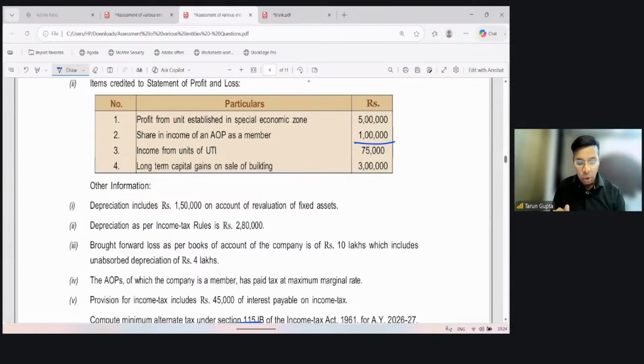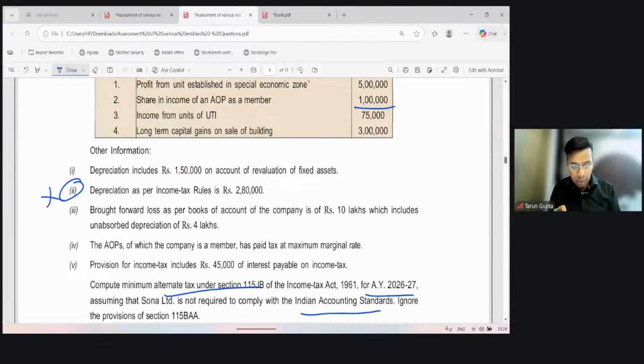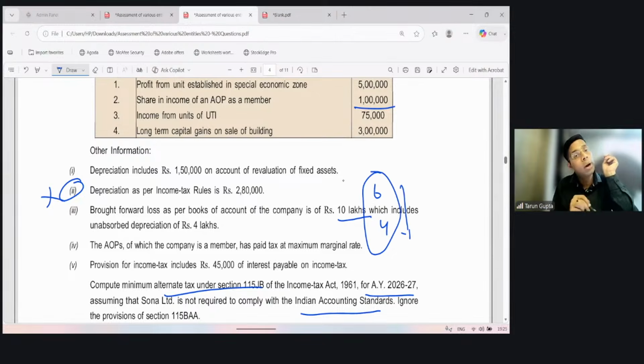Depreciation as per income tax rule is 2,80,000, not relevant for MAT purposes. Brought forward loss as per books of account of the company is 10 lakh, which includes unabsorbed depreciation of 4 lakh. So I have to compare loss without depreciation with the depreciation. So loss without depreciation is 6 lakhs, 10 minus 4, and the depreciation is 4. So whatever is lower, 4 lakh, I reduce 4 lakh.